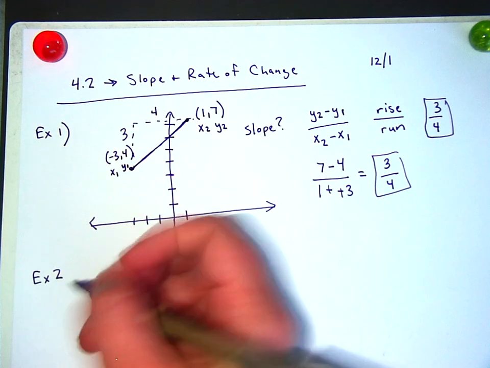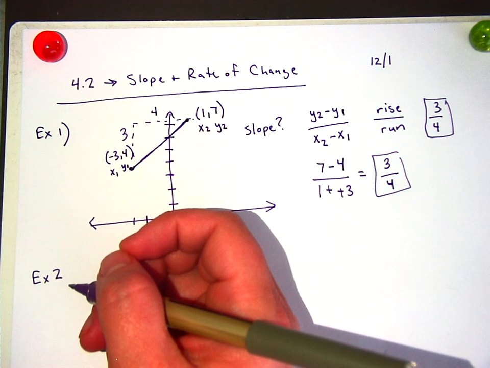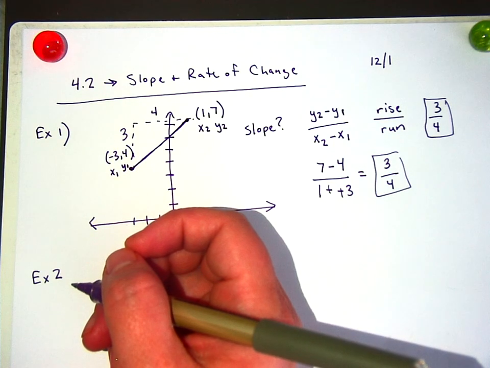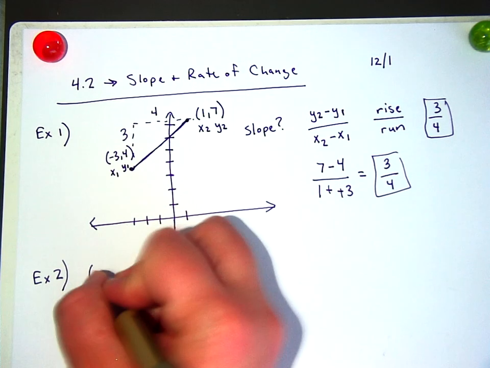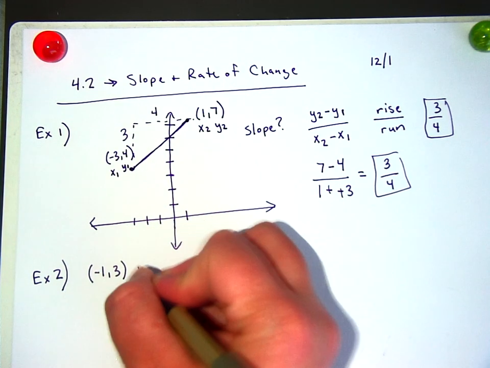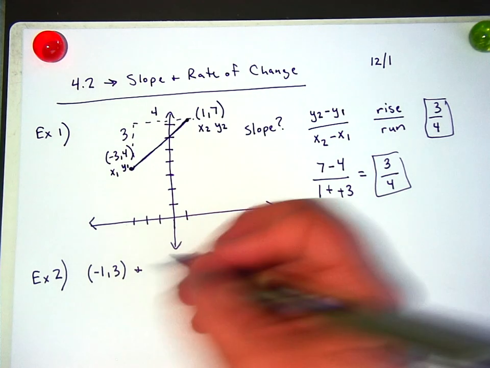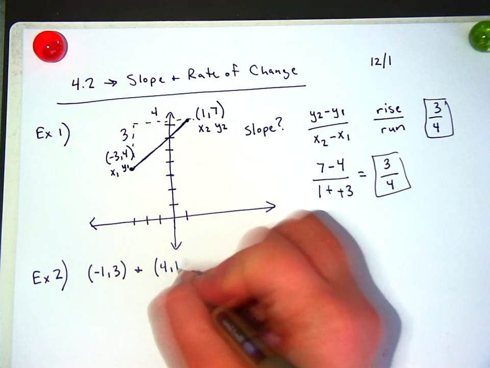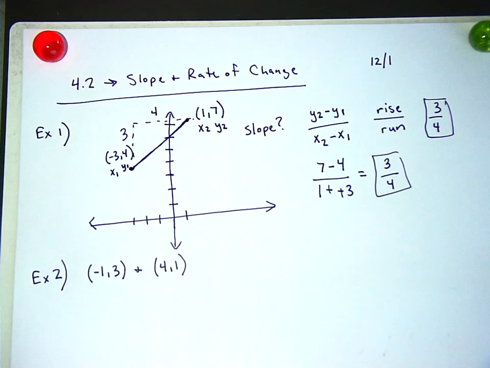Example 2. This time, the points are going to be negative 1, 3, and 4, 1. Okay, now I want you to turn to your partner right now, and what you're going to decide together is, are you going to choose to do this with a graph and rise over run, or do you want to do this with the y2 minus y1 over x2 minus x1 formula? Is it going to be a formula, or will it be a graph? You guys decide together.